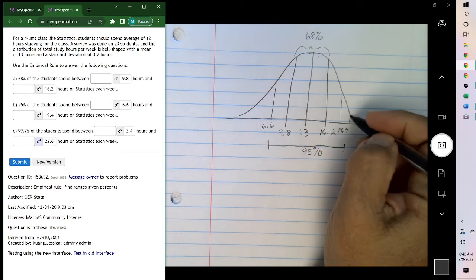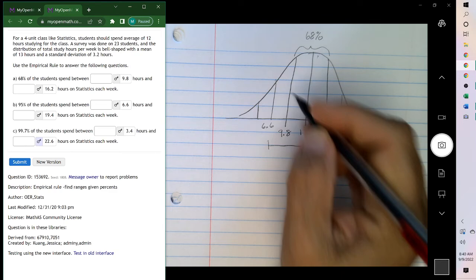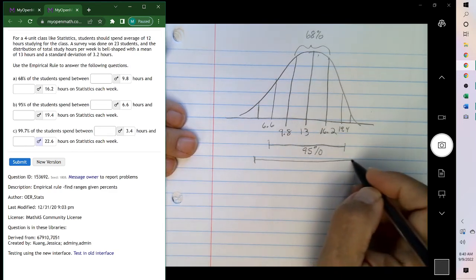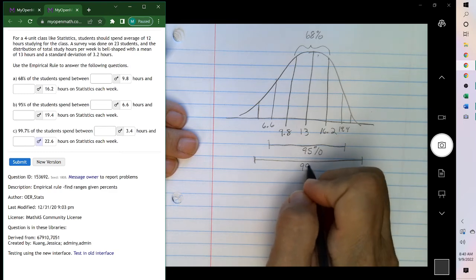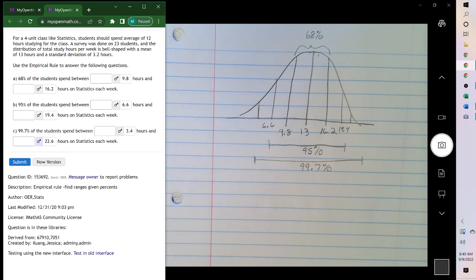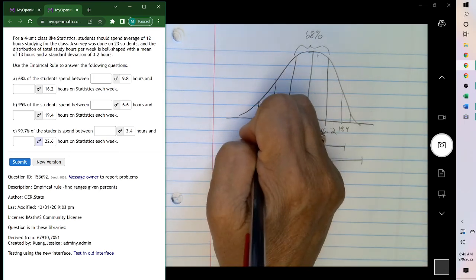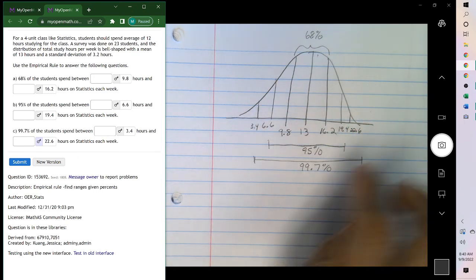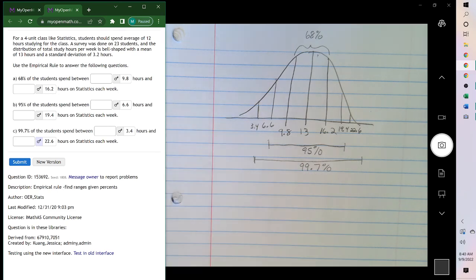And then going one more is the 99.7%. So almost all of our data is in those two values, which were the ones we got last, 3.4 and 22.6. We leave 0.3% for values that are outside that, outliers. So that's where those values are coming from.